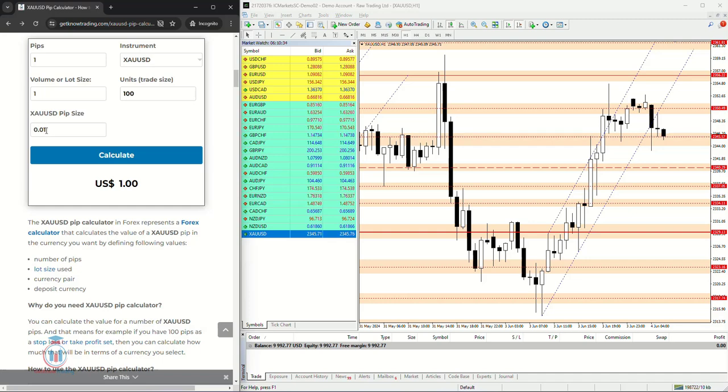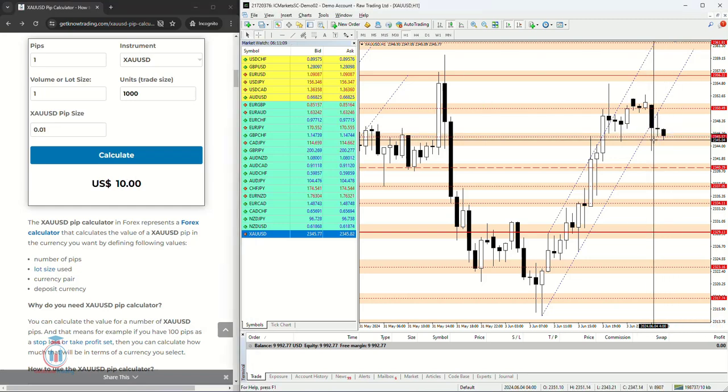Remember that the smallest price change in the gold, which is the second decimal point, represents the price change, and also the value of 1 pip will be $1. If you change this number of units to 1,000, this represents that 1 pip will be equal to $10. So if the price changed by 150 units and also 150 pips, this will be equal to $1,500. So this is the way you calculate the number of pips on gold.